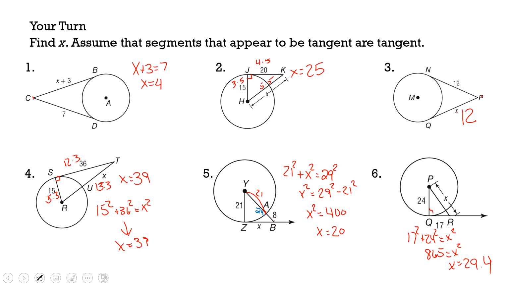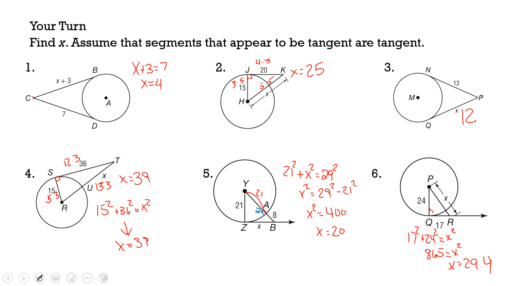You're just looking, remembering that tangents from the same point to the same circle are going to be congruent. Those tangents are going to be congruent. And then make sure you're using the Pythagorean theorem and other things you might need to know to find other sides.